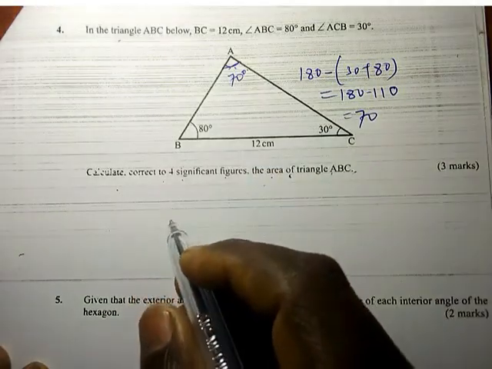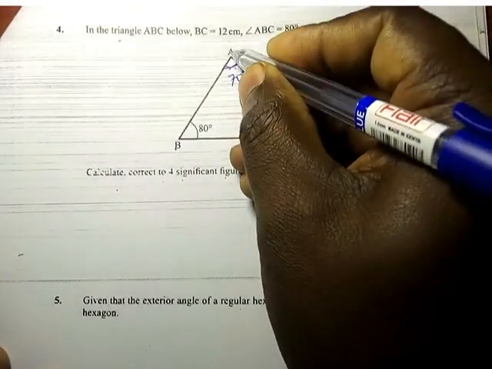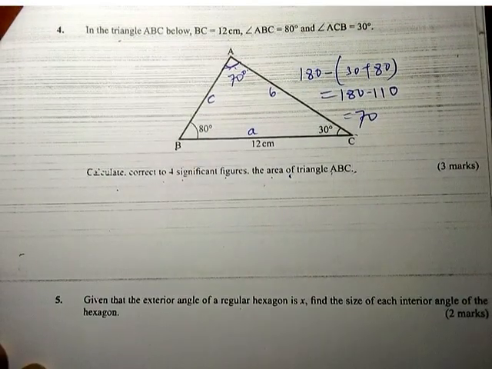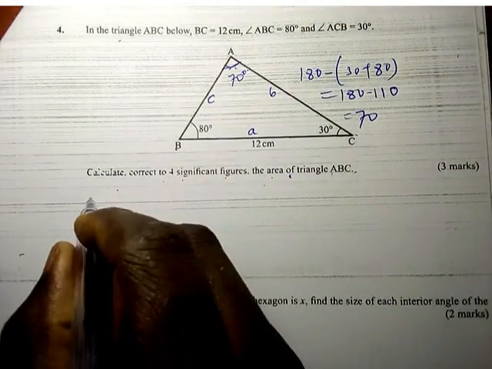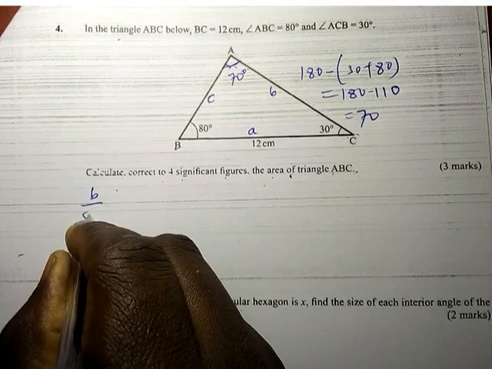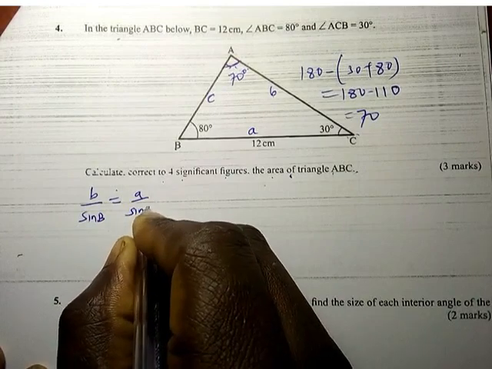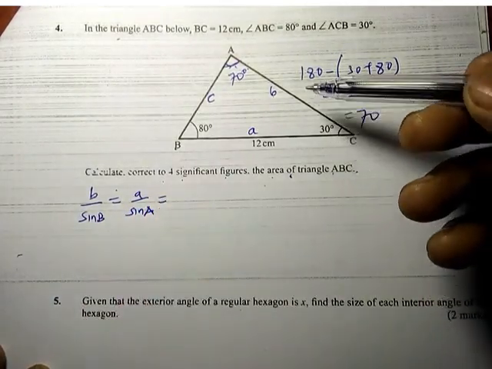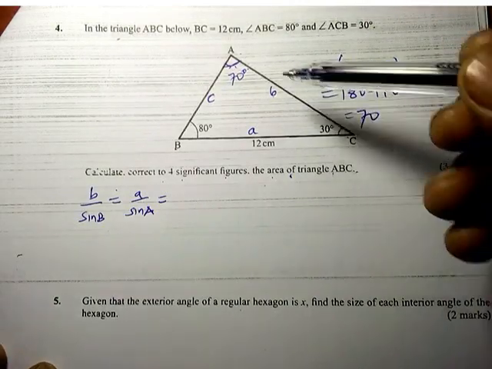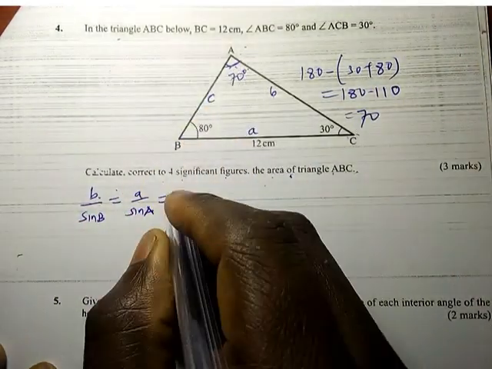Now we are going to use the cosine rule and the sine rule. This side is B, the opposite here is A, and the opposite here is C. Having done that, we know that B over sine B will be equal to A over sine A. So we are looking for this side, B.